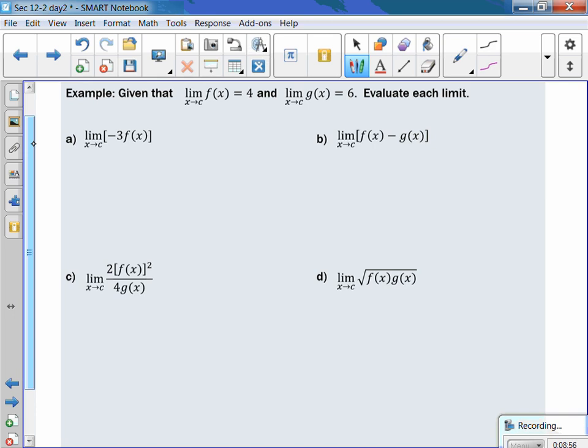Absolutely. That negative 3, just like that one property we have, so negative 3 times the limit, negative 3 times 4, negative 12. What about the difference? The difference, I can just say the limit of my f of x minus the limit of my g of x. So 4 minus 6, giving me that negative 2.